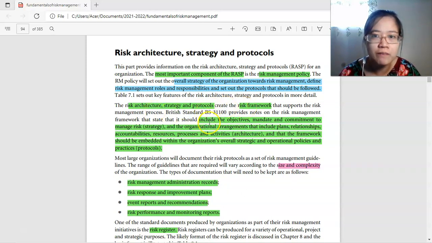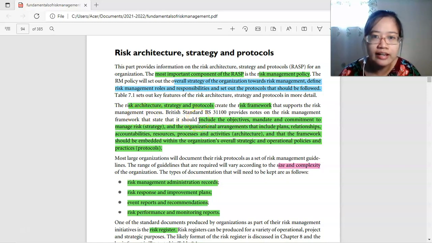Okay? So, itong RASP nga, Risk Architecture, Strategy, and Protocols, ito yung risk framework natin na nagsusupport ng risk management process. Okay? Yung risk management process natin, review, these are the 7 R's with the 4 T's. Tapos, ayan. So, we have here one of the frameworks.